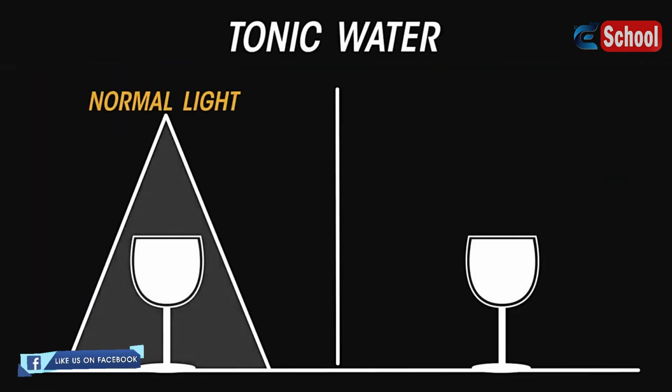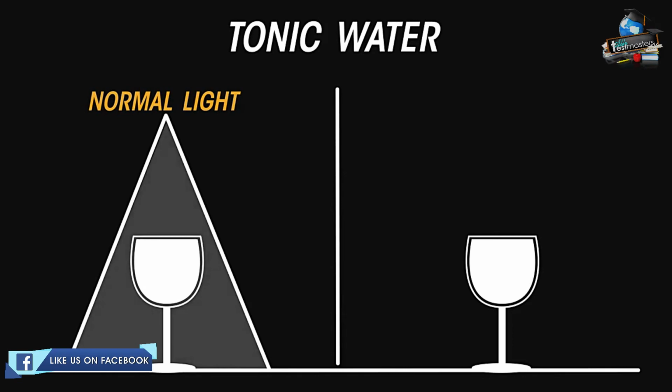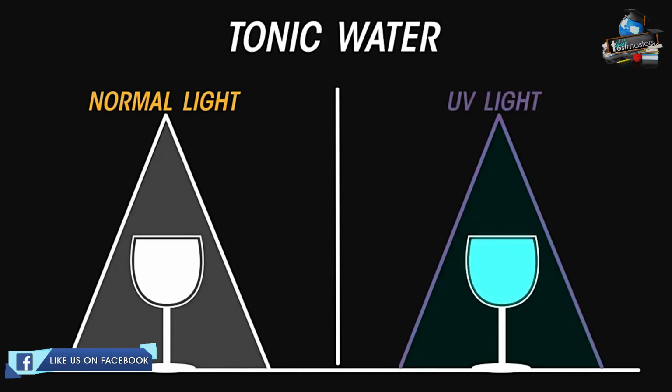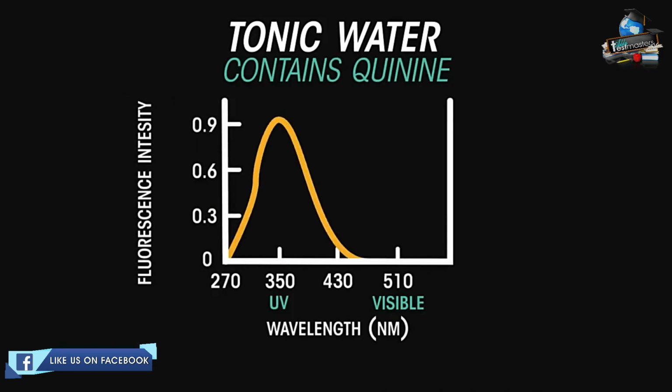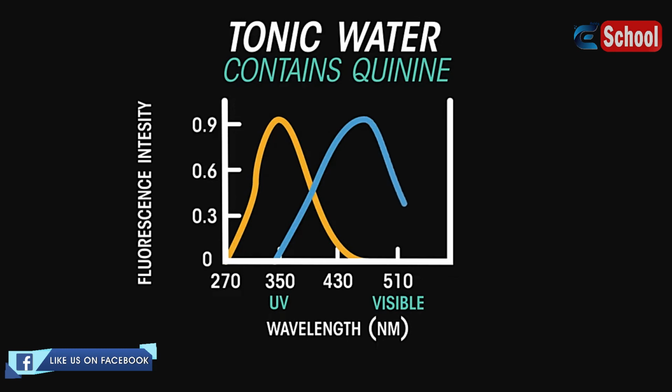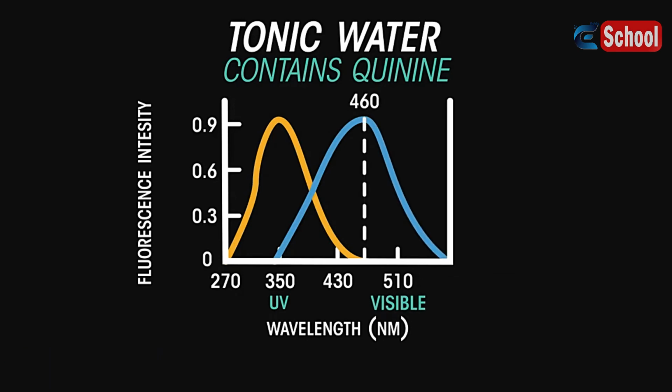If tonic water that contains quinine is exposed to UV light, it glows with a blue colour. This graph shows the wavelength of UV that quinine absorbs, mainly around 350 nanometers. The excited electrons in quinine return to their ground state in stages, emitting a longer wavelength of light, mainly around 460 nanometers, the blue region of the visible spectrum.